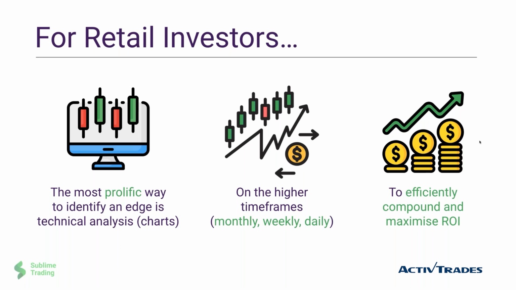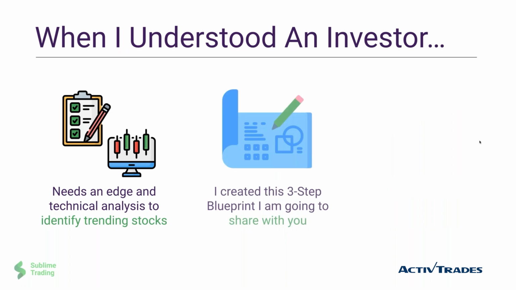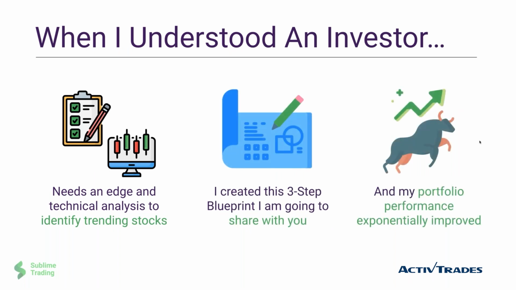Notice the time frames, guys, monthly, weekly, daily. I'm not going down to intraday time frames. Too much work for losses, ultimately. On the higher time frames, you take fewer positions, you hold more, you compound, and you grow accounts. You have to stay true to the processes that work. So when I understood an investor needs an edge and technical analysis to identify trending stocks, I created this 3-step blueprint I'm going to share with you, and my portfolio performance exponentially improved.